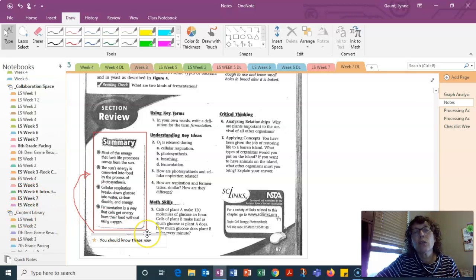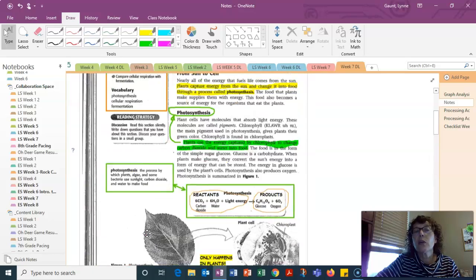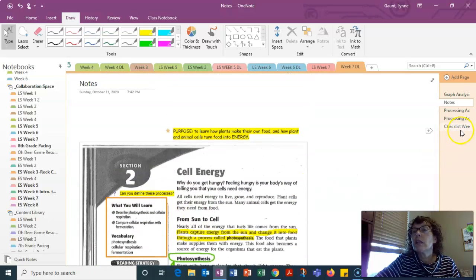Good job. Thanks for sticking with me. You're done with the notes, and now you can go to your checklist and click off that you finished marking up the notes. Good job, guys.